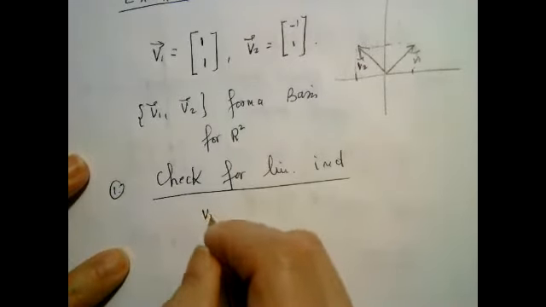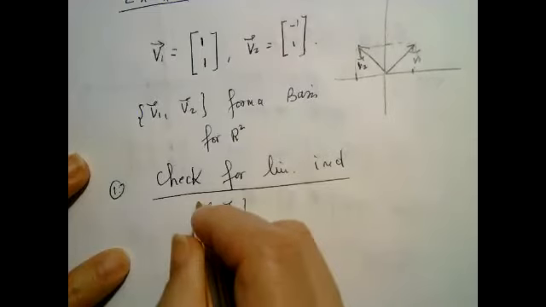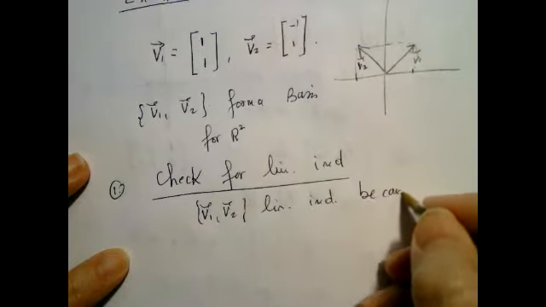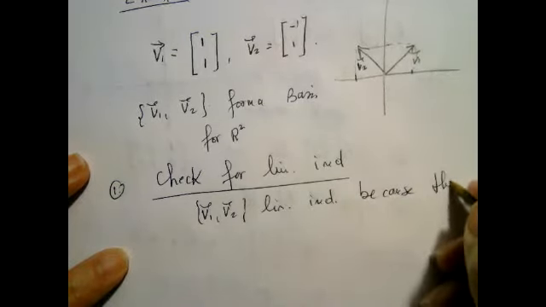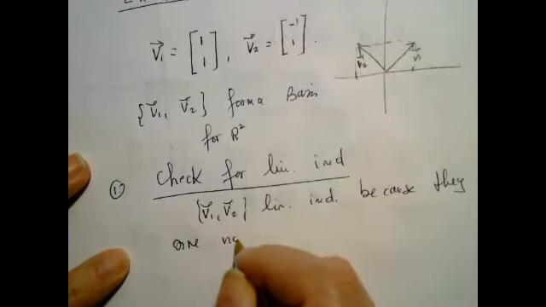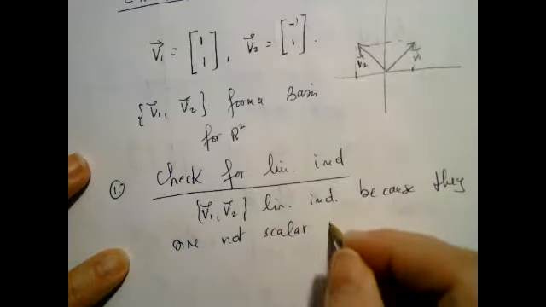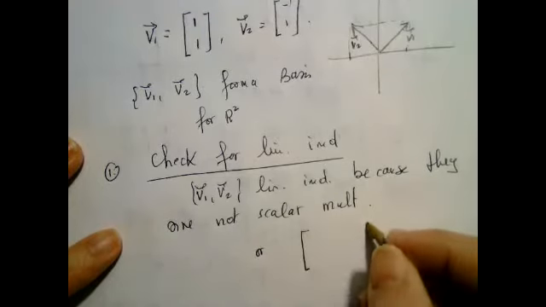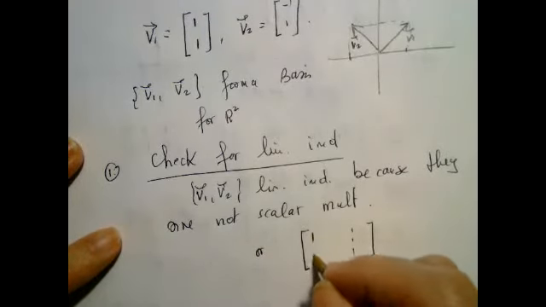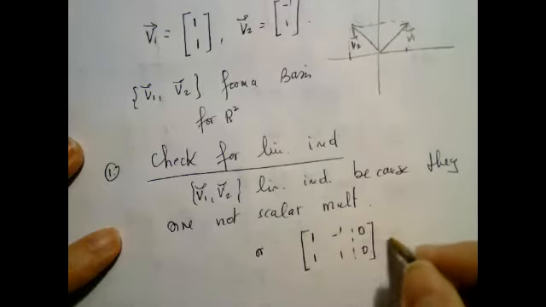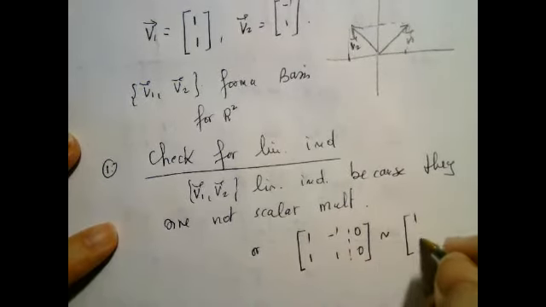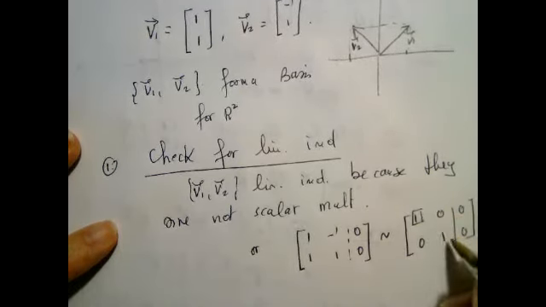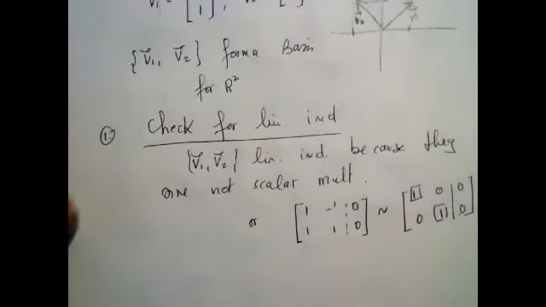So V1, V2 are linearly independent because they are not scalar multiples. They are only two vectors, so obviously linearly independent. Or you can check the augmented matrix and ask yourself, do we have a free variable, yes or no? If you do that, you will definitely get this scenario. No free variable means linear independence.